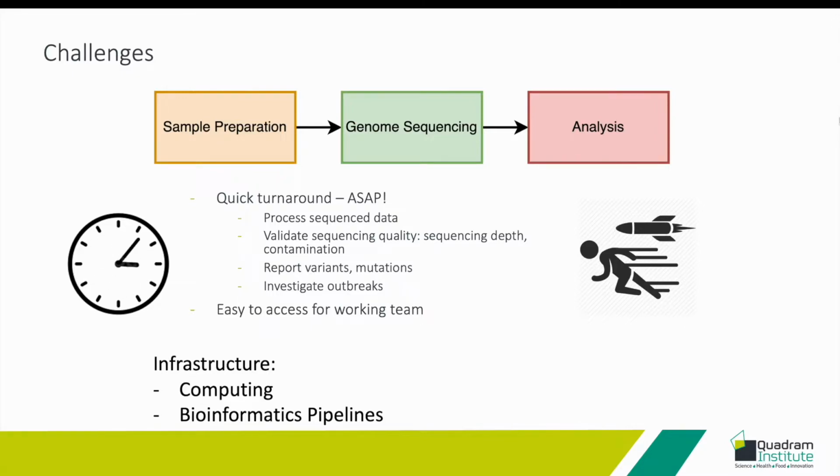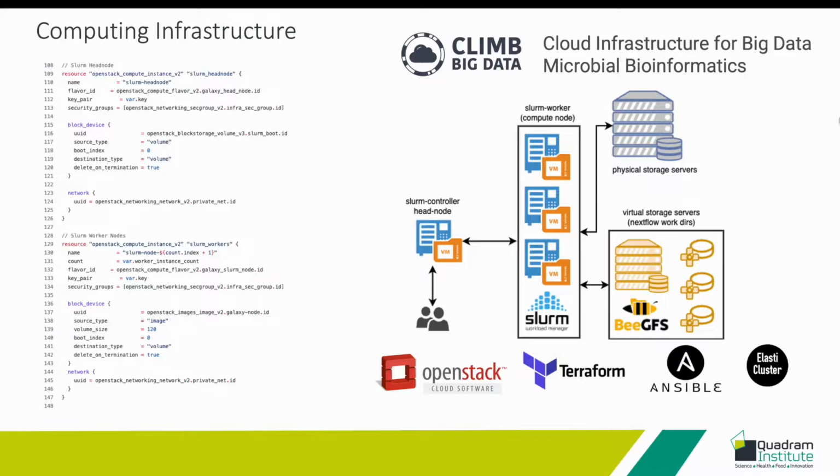So, we consider 2 aspects of the infrastructure to work on this challenge, which are the computing environment and the bioinformatics pipeline. For the computing infrastructure, it was deployed based on a private cloud using OpenStack cloud software located at QIB. This cloud infrastructure is part of CLIMB-BIG-DATA, which is a 5-year initiative to provide cloud-based compute, storage and analysis tools for microbiologists across the UK.